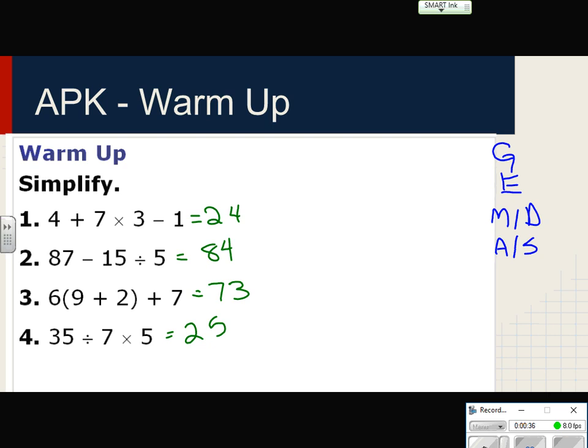Okay, here are the answers you should have had. If you got these all right, give yourself a pat on the back. If you got any of them wrong and you don't quite know why, make sure you come see me so I can help you work through the process. Do want to point out for number 3, you're going to start seeing this kind of thing where you see a number next to parentheses. I hope you caught on that that means multiply.